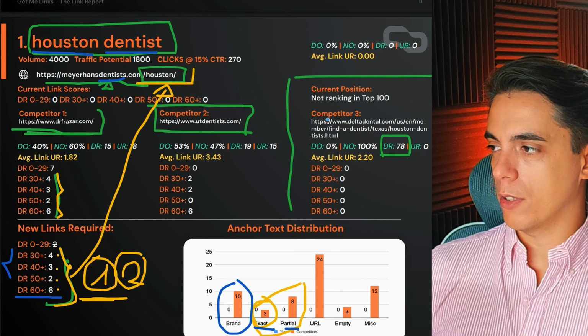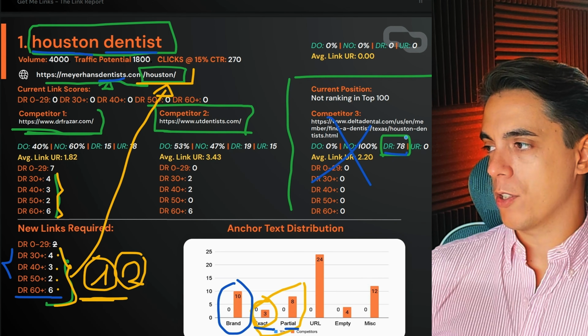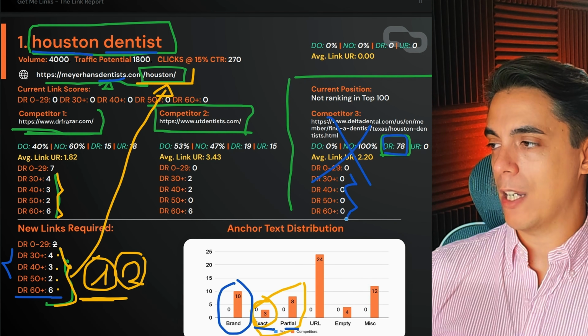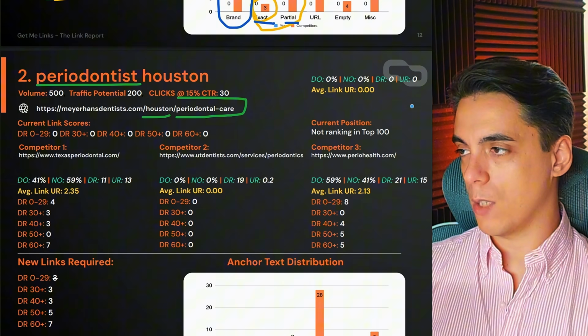This is also not comparable because it's so crazy, right? They don't have any links at the page level, sure, because they're at DR78. So this is why investing into your domain rating, or your domain authority if you like to use older tools, is so important. Over the long run, it will help you rank for anything and everything that you want. Amazing. What happens with the next keyword?